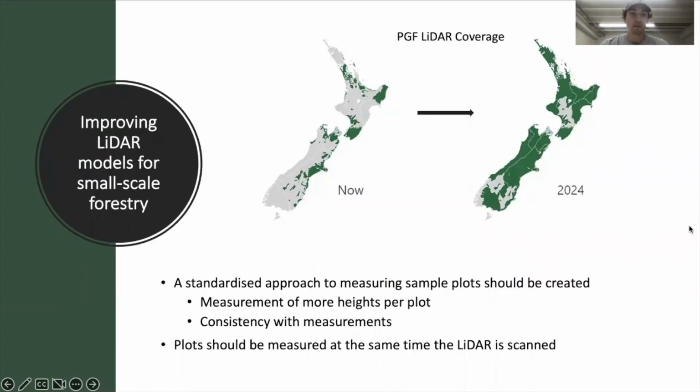So moving forward, how do we improve LiDAR models for small scale forestry? A standardized approach should be used to measuring the sample plots. This includes measurement of more heights per plot, ideally all of the heights of the trees per plot, and consistency with those measurements. So ideally having the same crew measure all the sample plots. And also plots should be measured at the same time that the LiDAR is scanned.